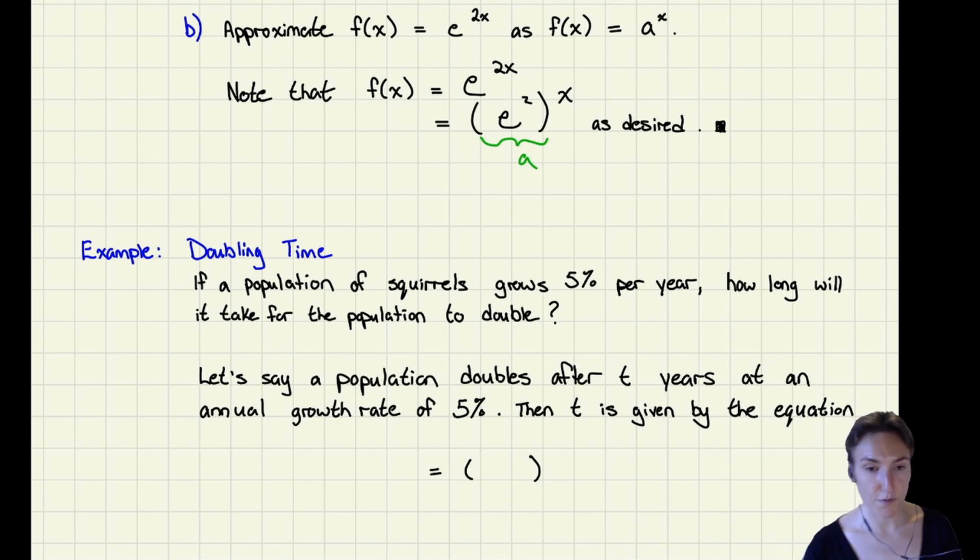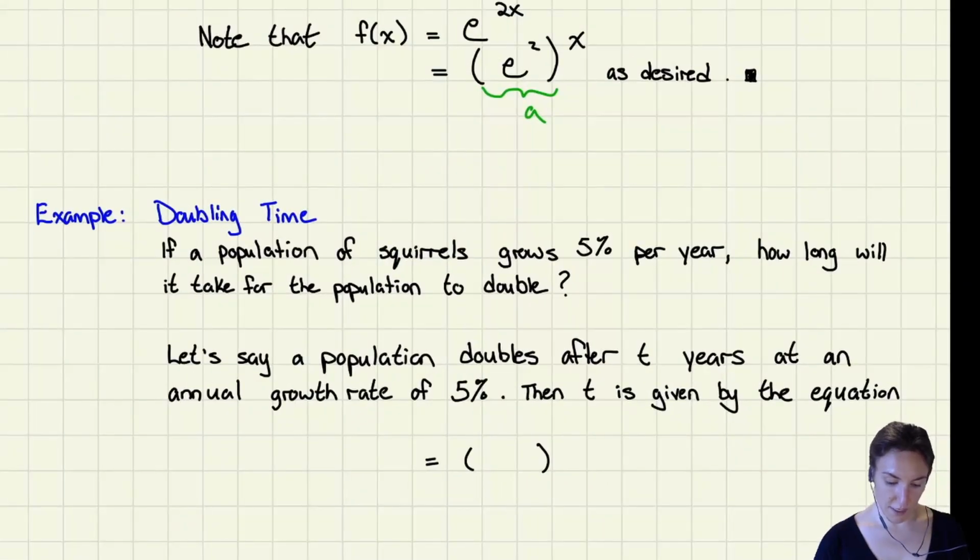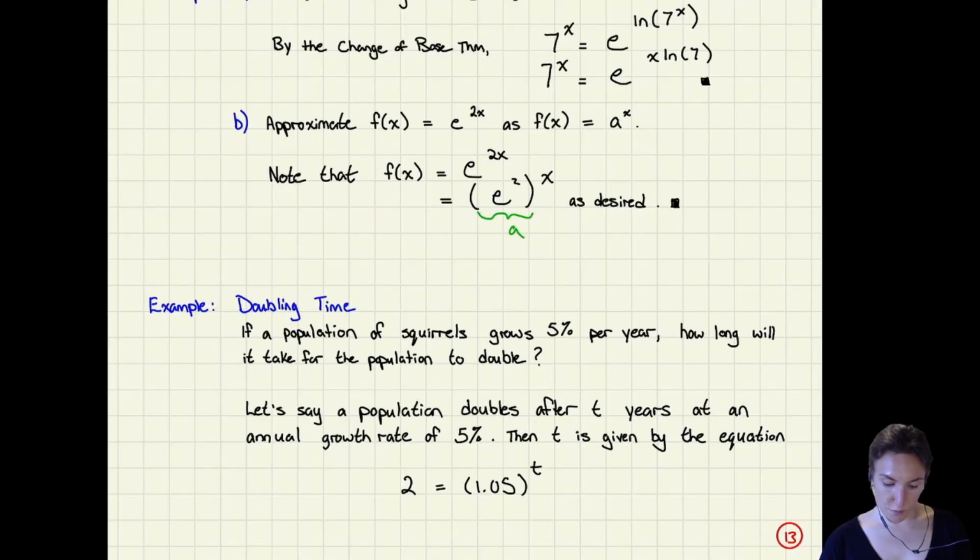So doubling time is a simplified version of it. Let's say our population doubles after t years. I don't know what t is, but after t years, it happens. With an annual growth rate of 5% per year, t is given by the equation 2 = 1.05 to the t. The 2 comes from wanting my population to double. A current population is 1, and I want it to increase annually by 5%. In terms of decimals, my favorite thing, 0.05.